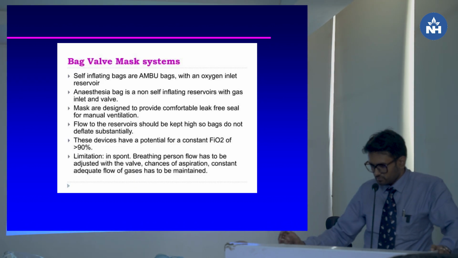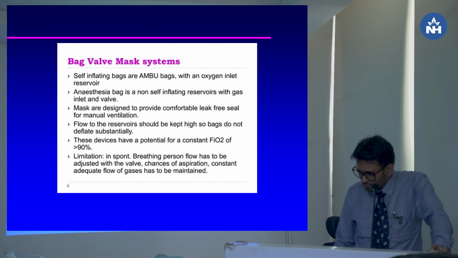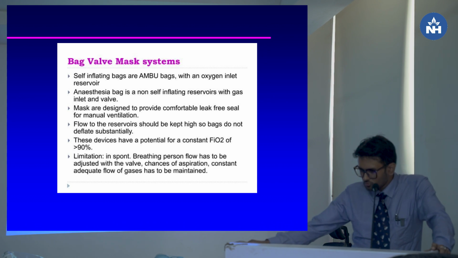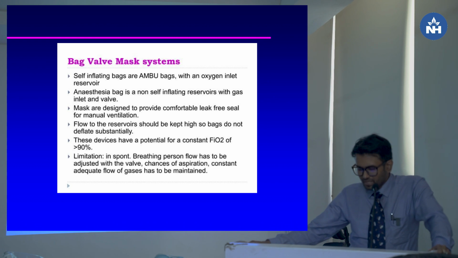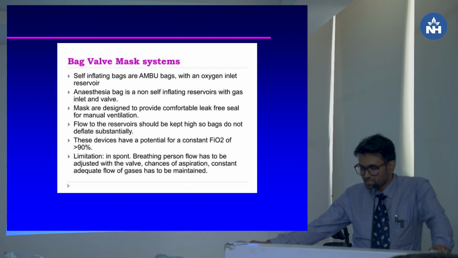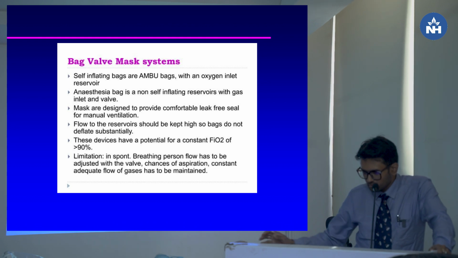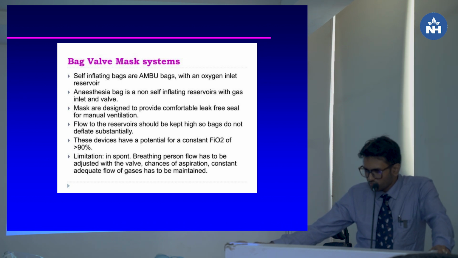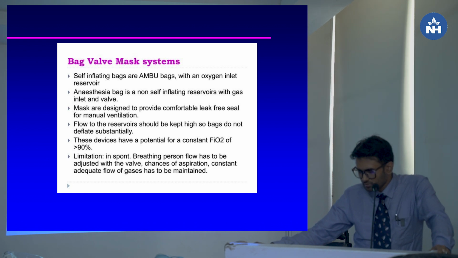Next is the bag valve mask. We all know that it's a self-expanding bag, called an AMBU bag, with an oxygen inlet and reservoir. This is mostly used during anesthesia and before any elective intubation. The anesthesia bag is a non-self-inflating reservoir with the gas inlet and valve. Masks are designed to provide a comfortable, leak-free seal for manual ventilation. Flow to the reservoir should be kept high so the bag does not get deflated substantially.